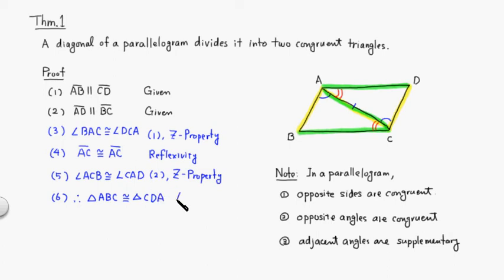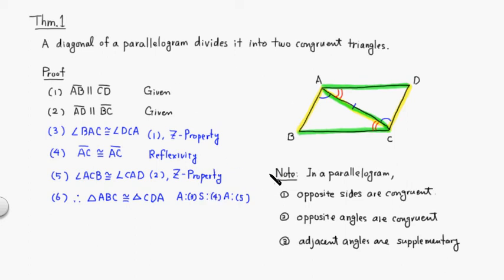This is by angle side angle, right? So angle comes from line 3, side comes from line 4, and angle comes from line 5, right? So we could establish the congruence between these two triangles, right? That's that. And there's some note here in a parallelogram.